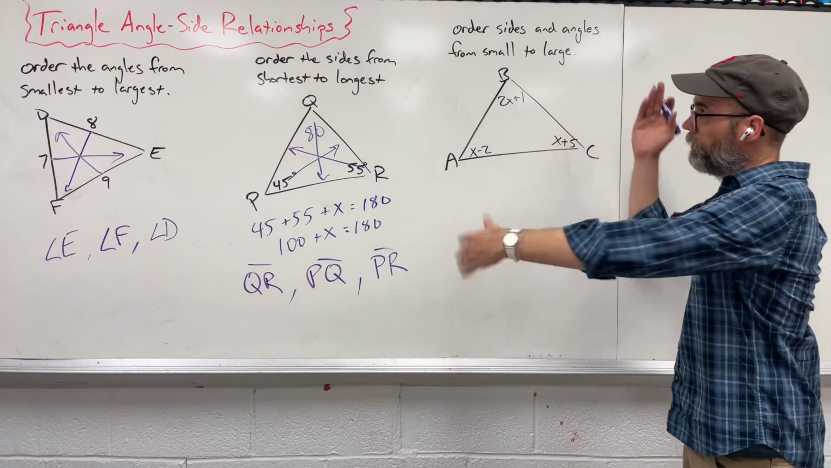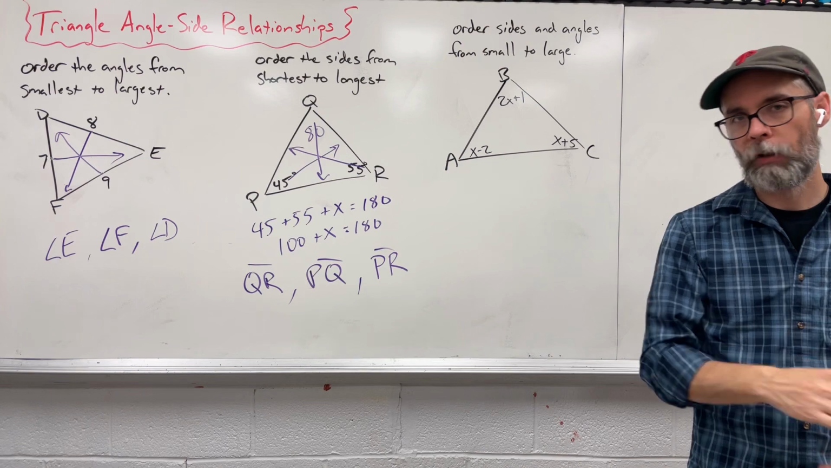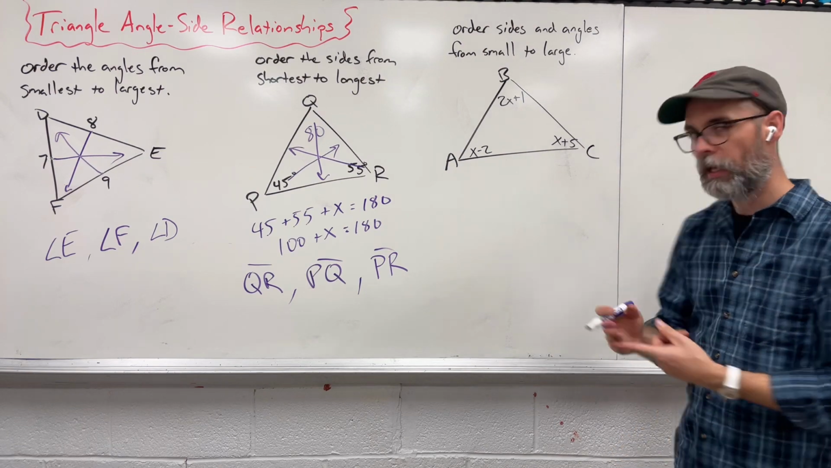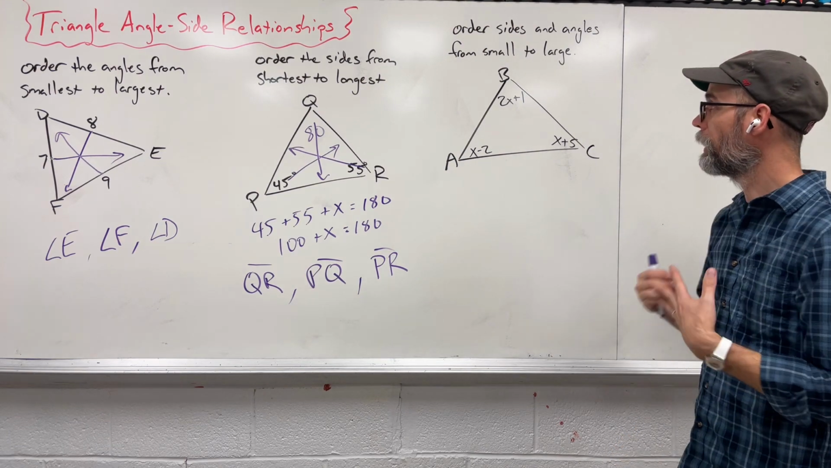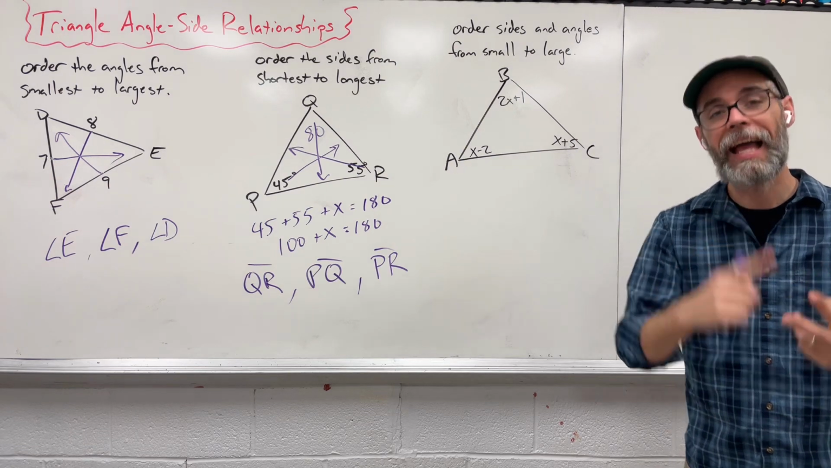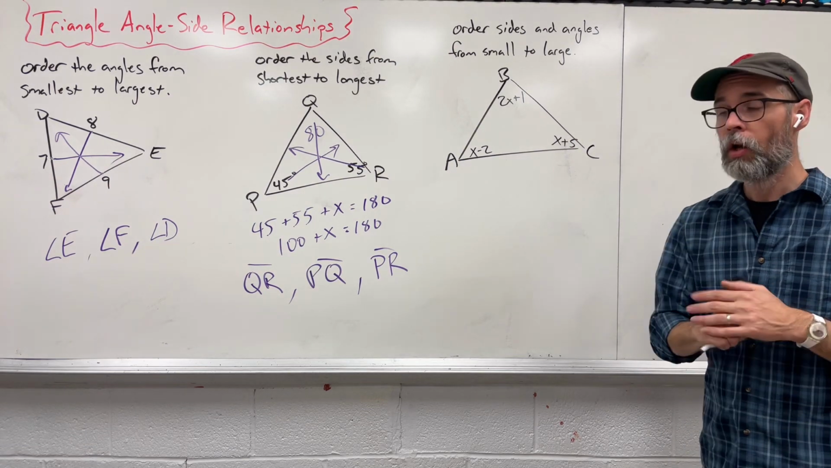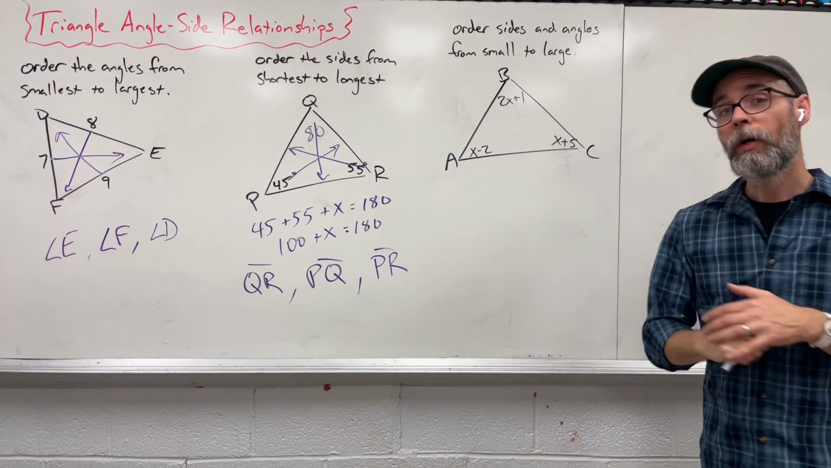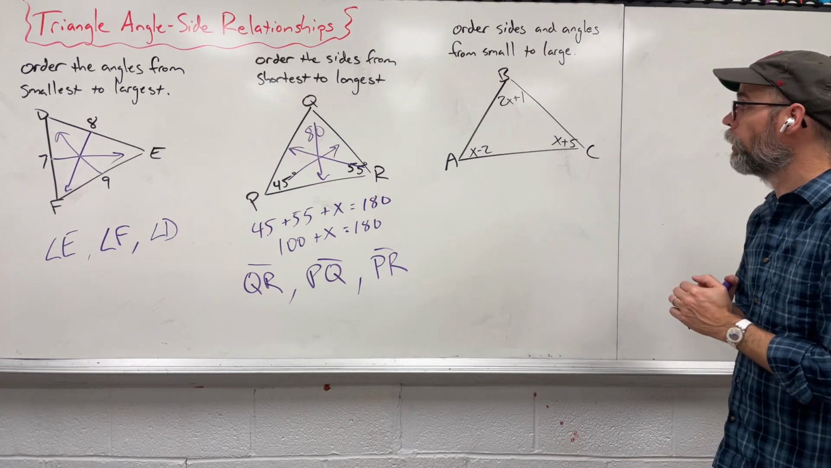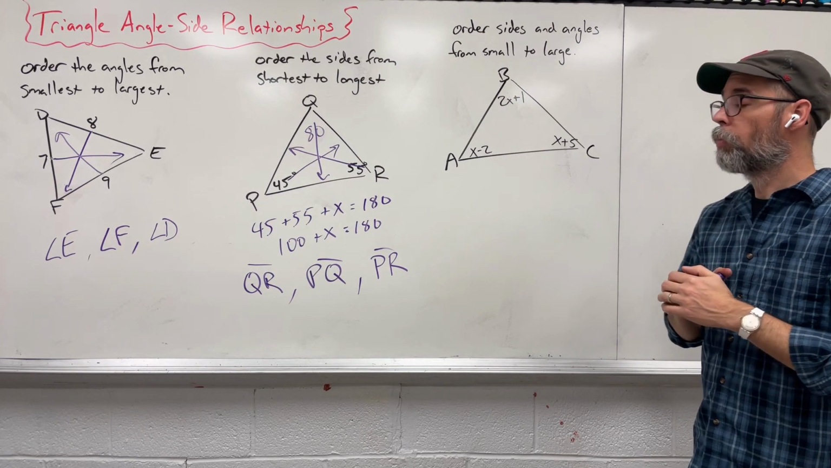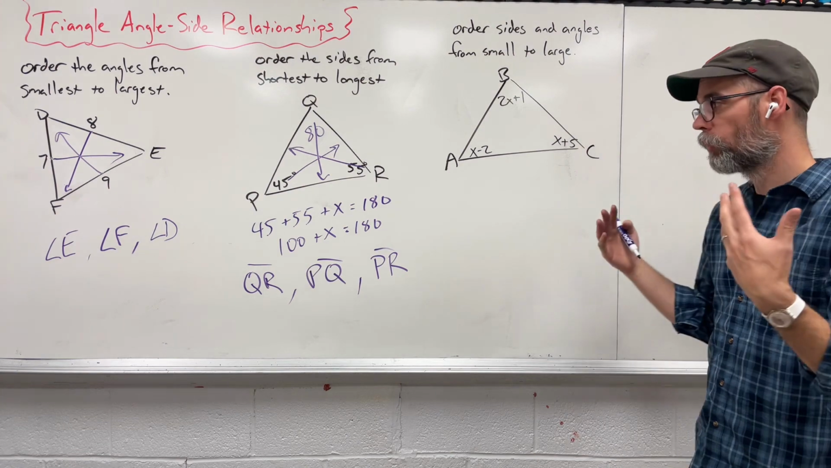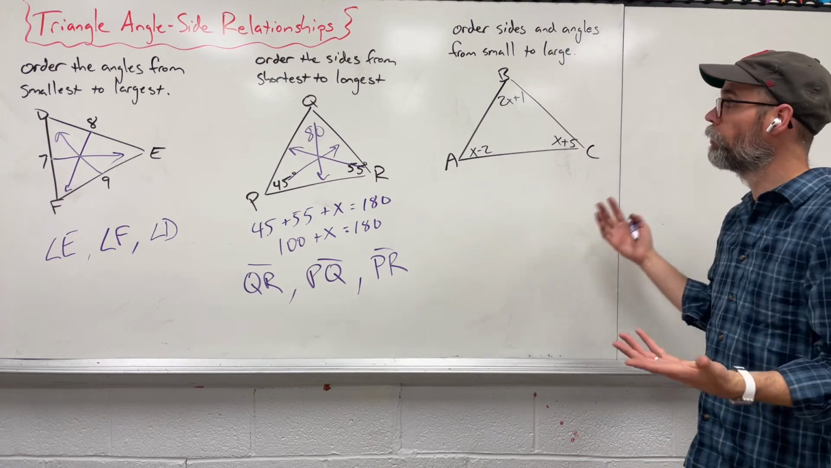Okay, what about this last one? Now I have variables in all of our angles. I don't know what the angles are. I don't know what the sides are. But I still need to put the sides and the angles in order. Before I do any of that, I've got to figure out what the angles are. We could do this the long, hard way, or the shorter way.